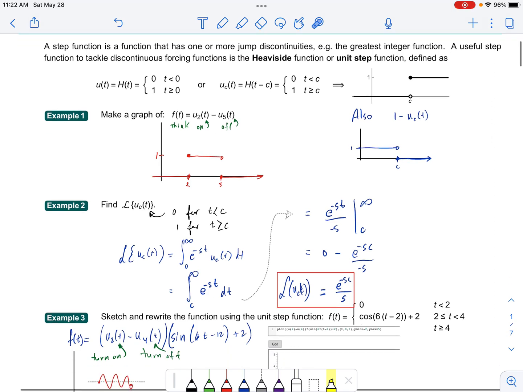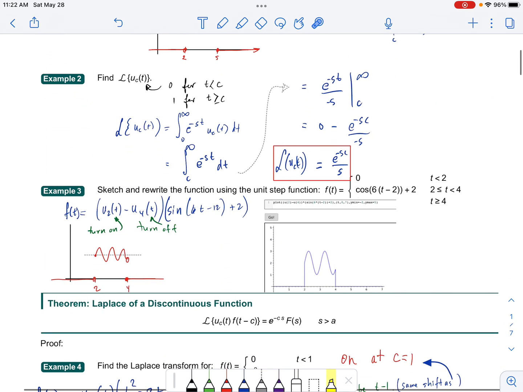If we want to think about the Laplace transform of this before we start using it to graph, we can set up the Laplace transform the normal way we always do, as the integral of e to the negative st times u sub c of t. But we know that this u sub c of t is 0 until you hit c, which means we can rewrite our integral to be from c to infinity and just remove that unit step function from inside of the integral.